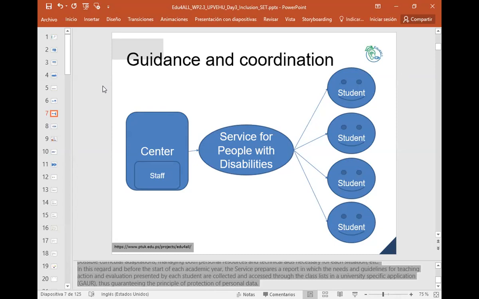In this regard and before the start of each academic year, the service prepares a report in which the needs and guidelines for teaching action and evaluation presented by each student are collected and accessed through the class lists in a university-specific application, DAR, thus guaranteeing the principle of protection of personal data.